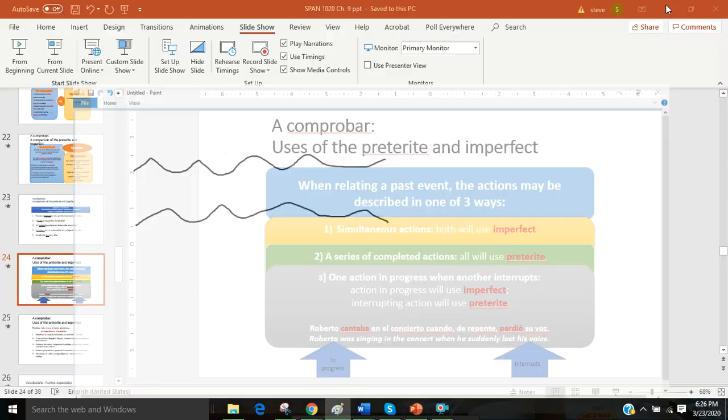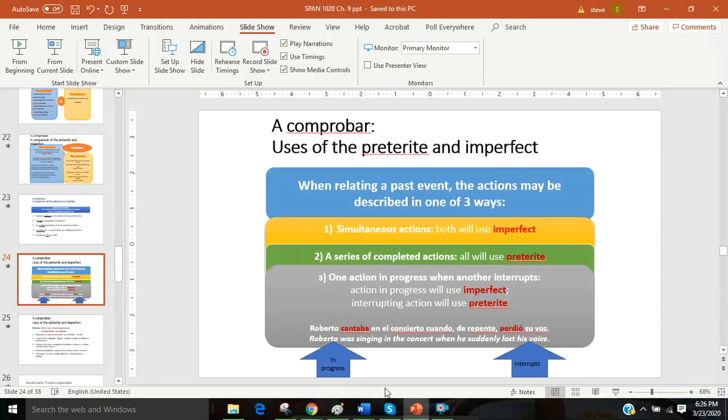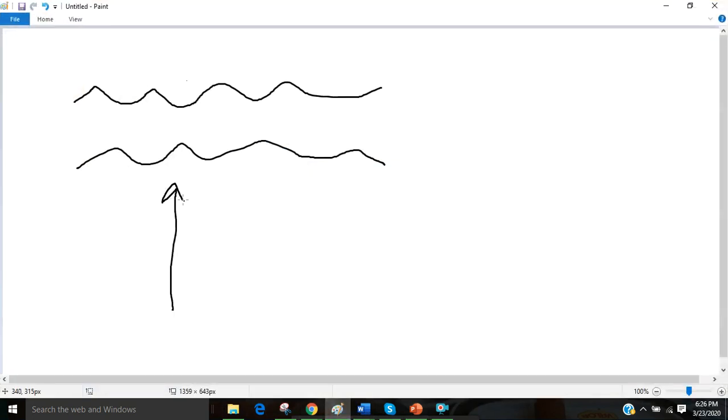Okay, we talk about a series of completed actions. Okay, so eventos específicos en el pasado, specific past events. We'll use the preterite for all of them. Esta mañana tomé café, me vestí, me arreglé, y luego trabajé en casa un poquito.